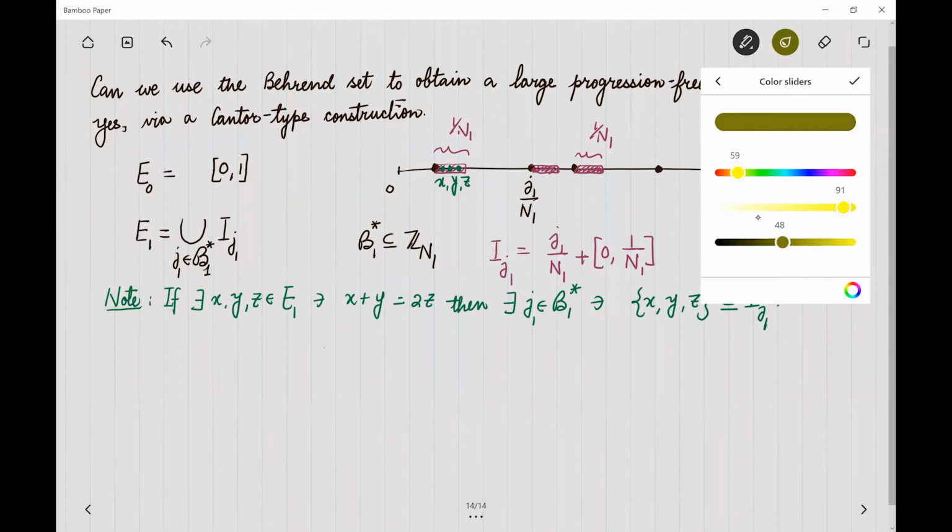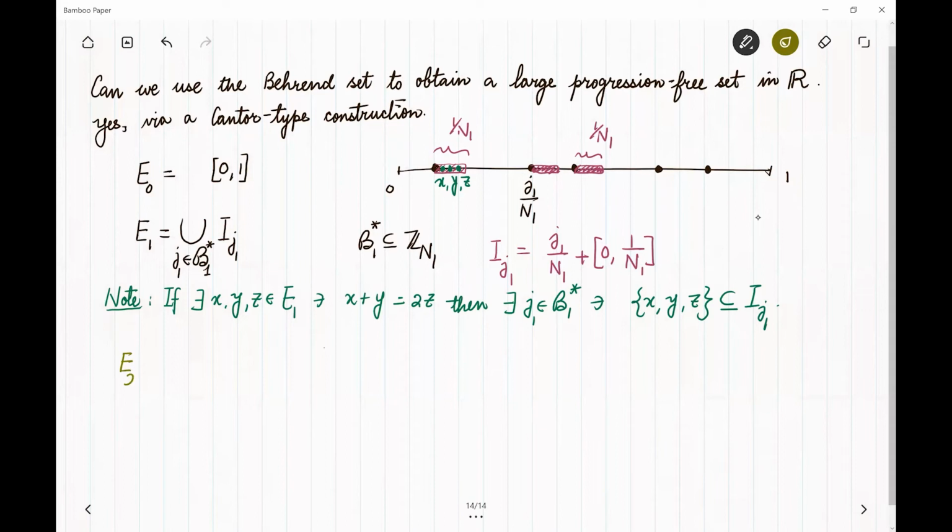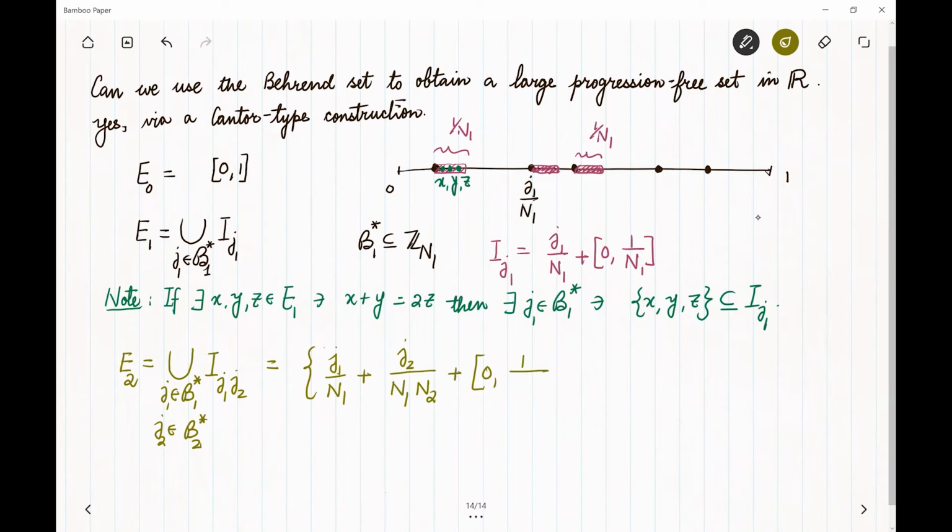What we are going to keep on doing is simply, so E2, we are simply going to iterate this construction. So in the next round, we will have E2 to be the union of I, J1, J2. So J1 would belong to B1 star, and J2 would belong to B2 star. And let me write out what I mean by this. This is going to be J1 over N1 plus J2 over N1 N2, with a tiny interval of length 1 over N1 N2 attached to this left-hand endpoint. And J1 belongs to a Berent set, and J2 belongs to a Berent set too.